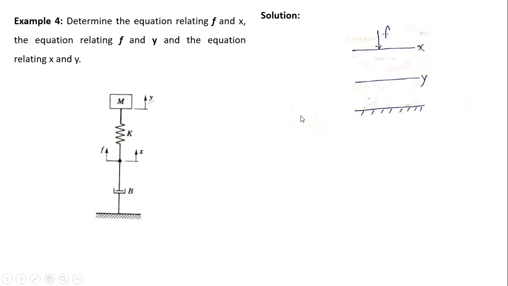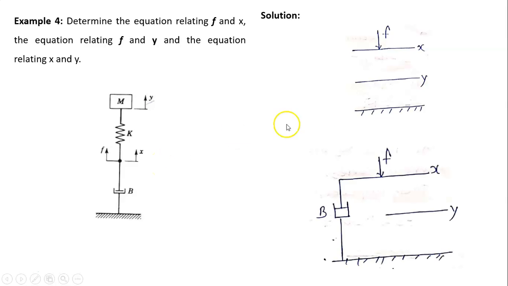In the second step, we have to insert the elements as per their original position. See that we have connected damper B to the X coordinate at one end and to the ground at the other end. Because in the original diagram, damper B is connected to the X coordinate and the other end is connected to the ground. That's why damper B is connected this way, and this is the Y coordinate.